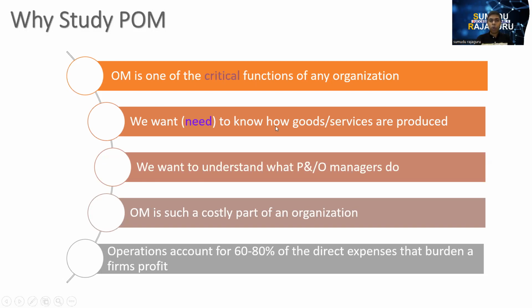Then we want to know how goods and services are produced. If you are expecting to know what the transformation function, the conversion function is, and how the product or service is created and produced, to get that understanding you have to study operation management. We also want to understand what production and operation managers do. If you want to understand the function of managers, then you have to study production and operation management.